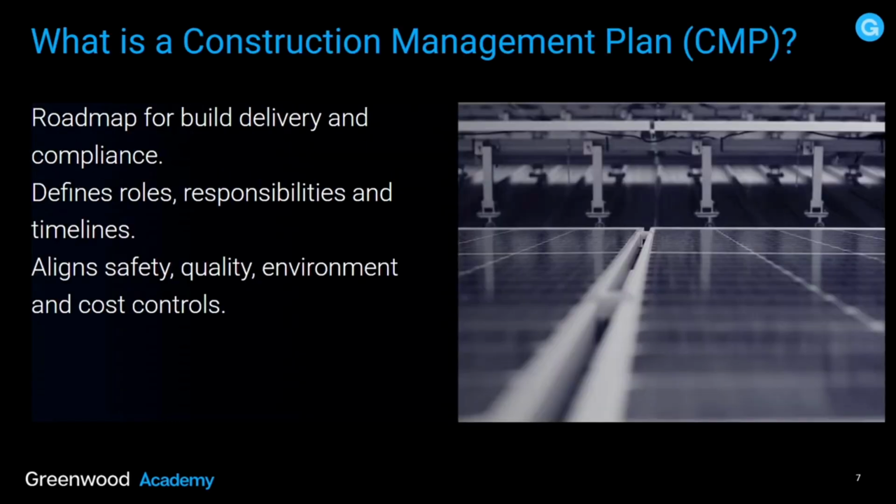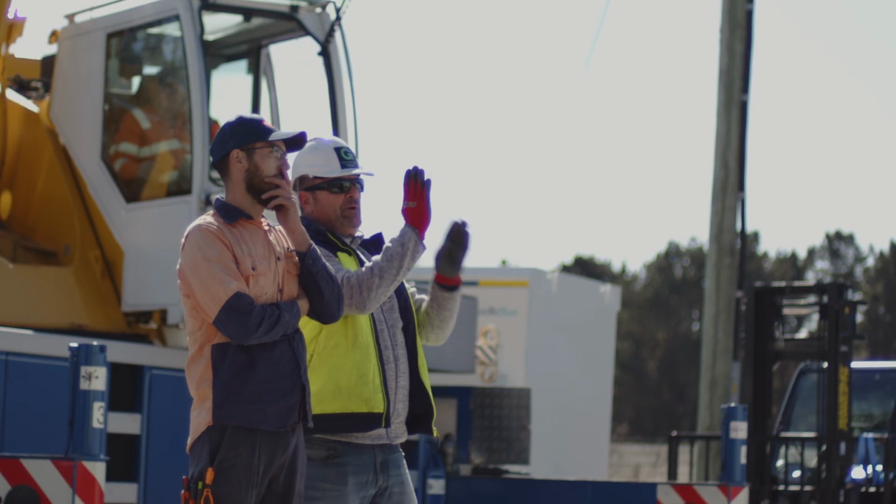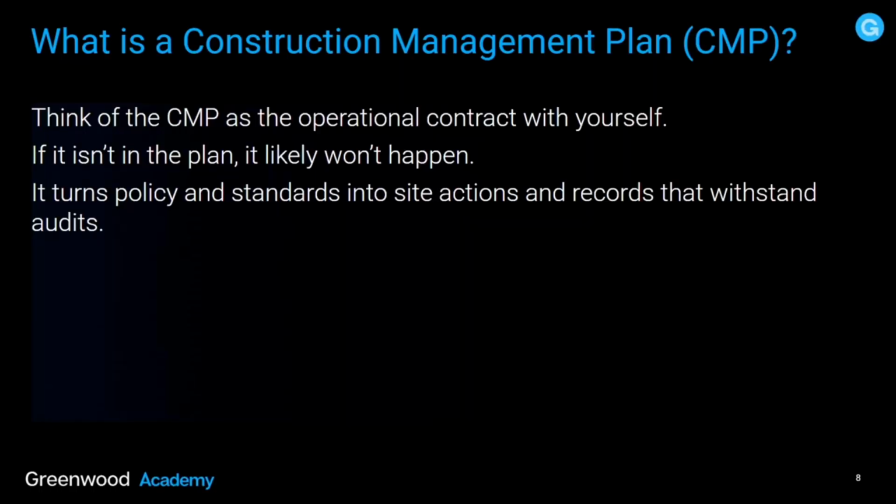Now, what is a construction management plan? Effectively, it's a roadmap for build delivery and compliance. It defines roles, responsibilities and timelines, and it aligns safety, quality, environment and cost controls. Think of the CMP as an operational contract with yourself, and if it's not in the plan, it's probably not going to happen. It turns policy and standards into site actions and records that withstand audits.